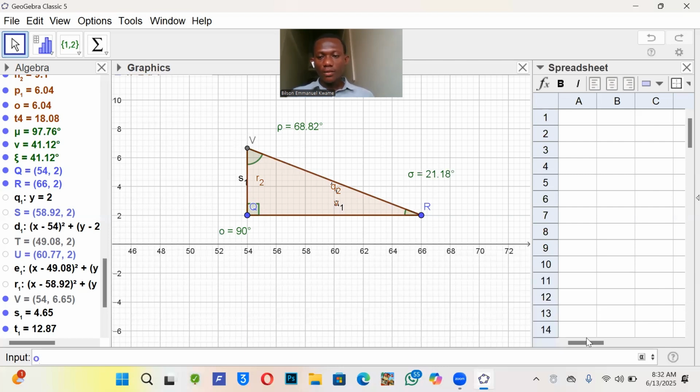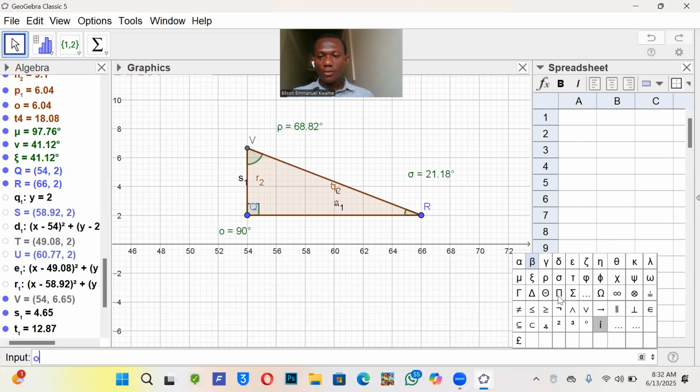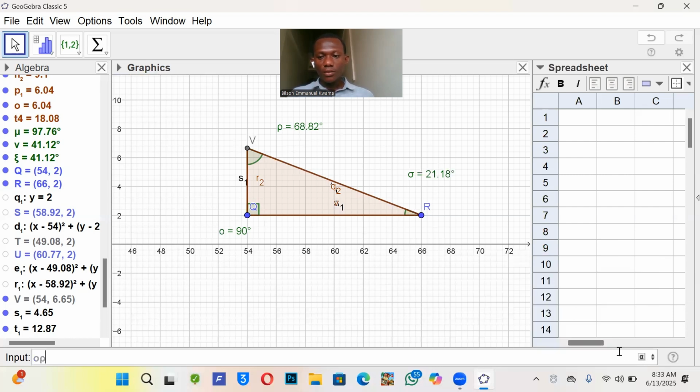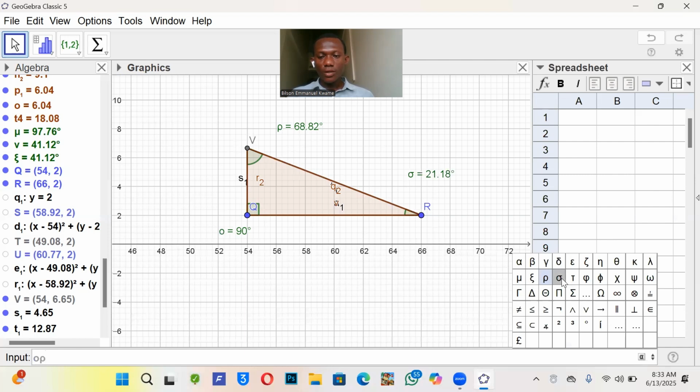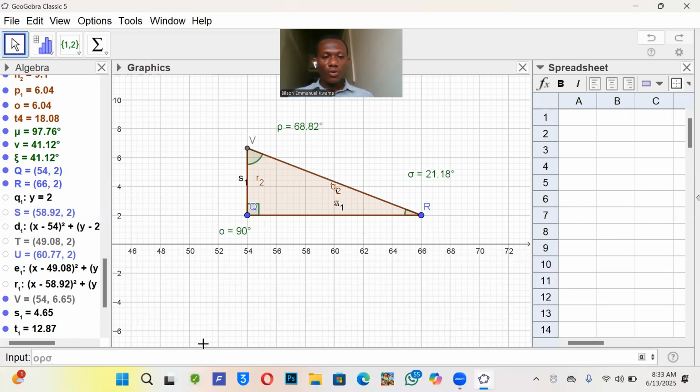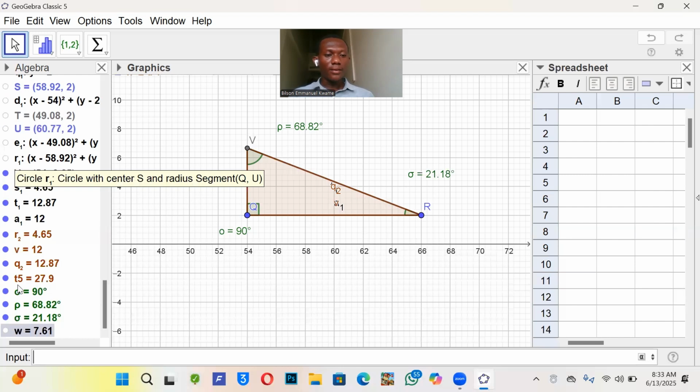Then we come here, we look for that P symbol. This is a P symbol. Then we look for this symbol, right? We identify the symbols. We know that the sum of interior angles is to add the interior angles all together, right? So we put an addition sign between them. Then we press enter.